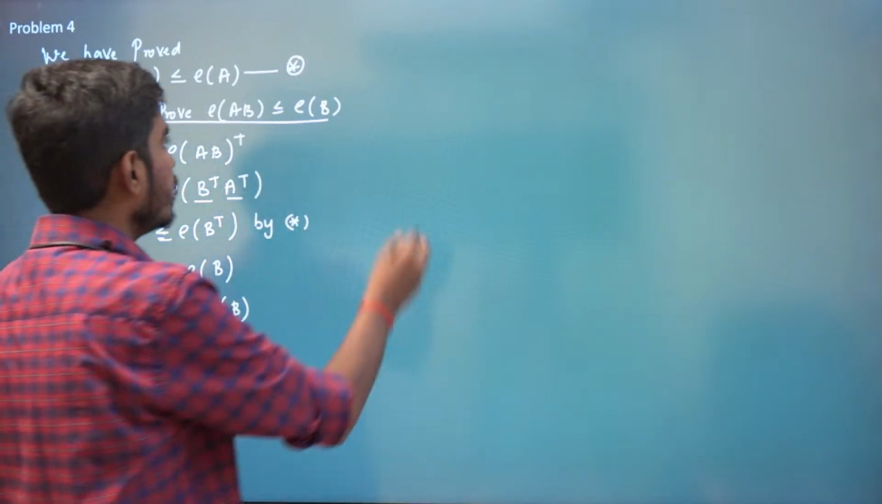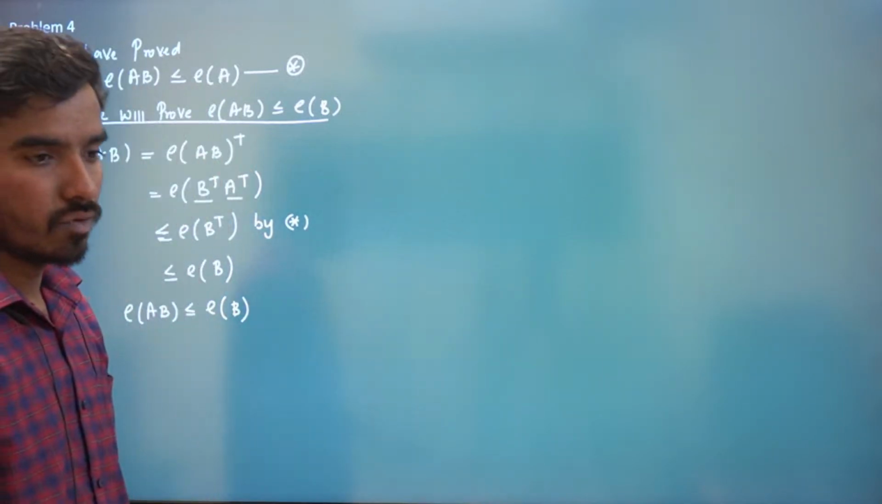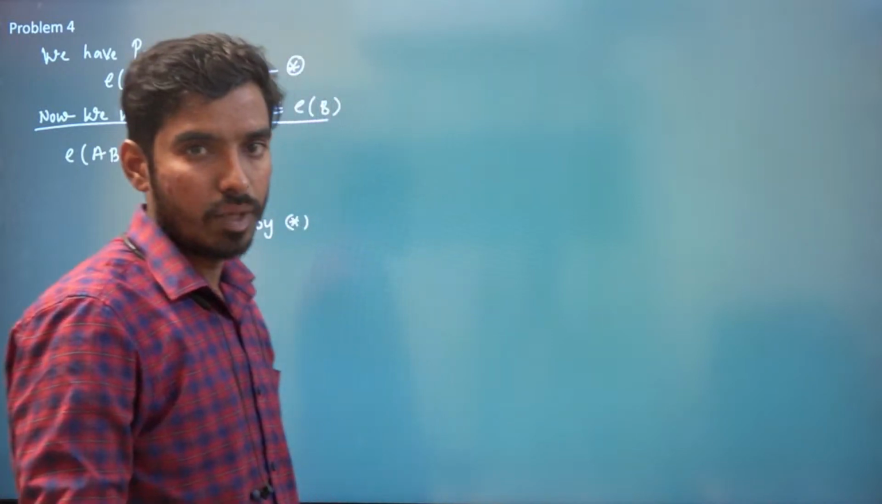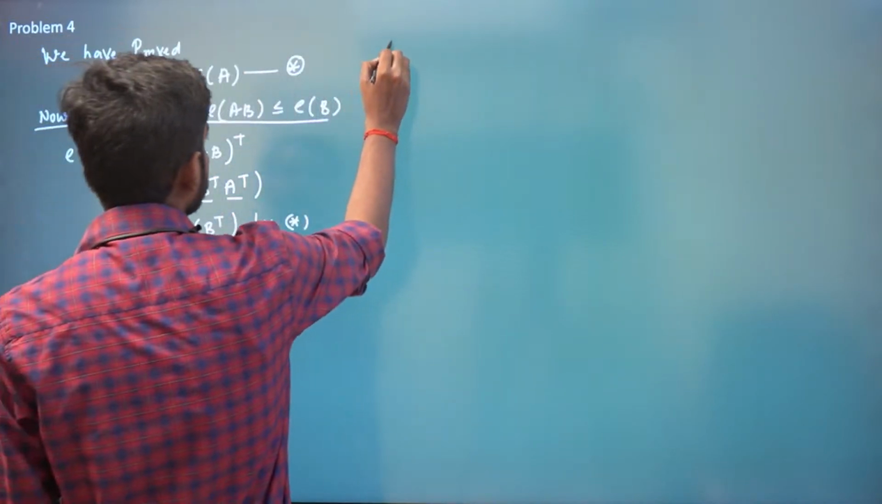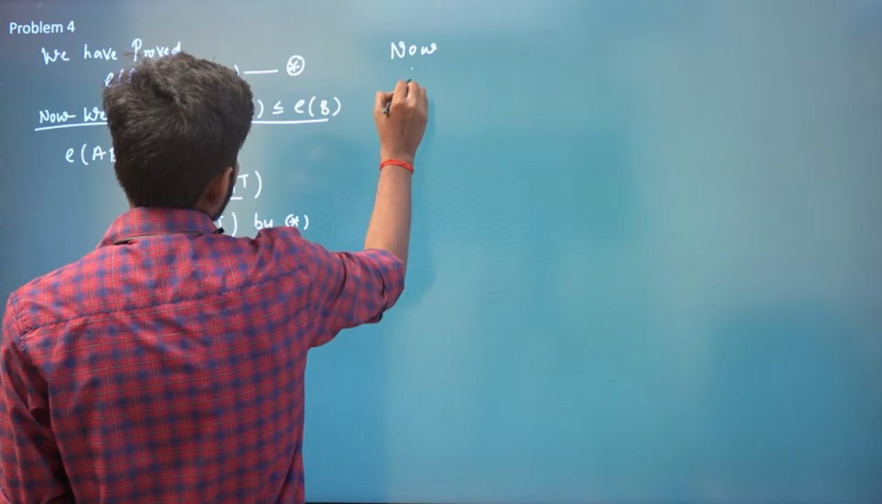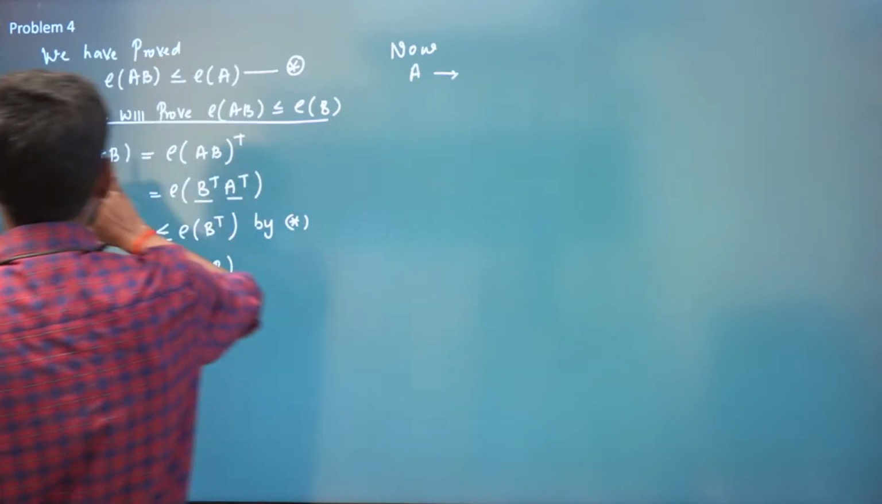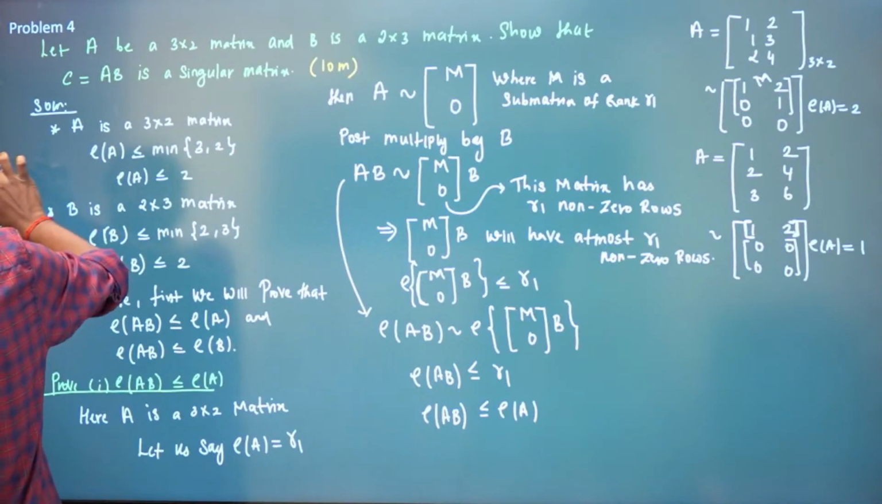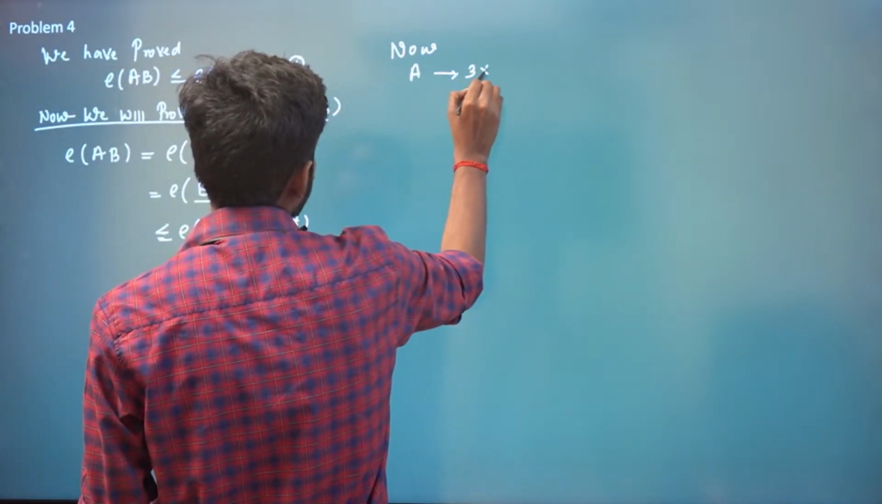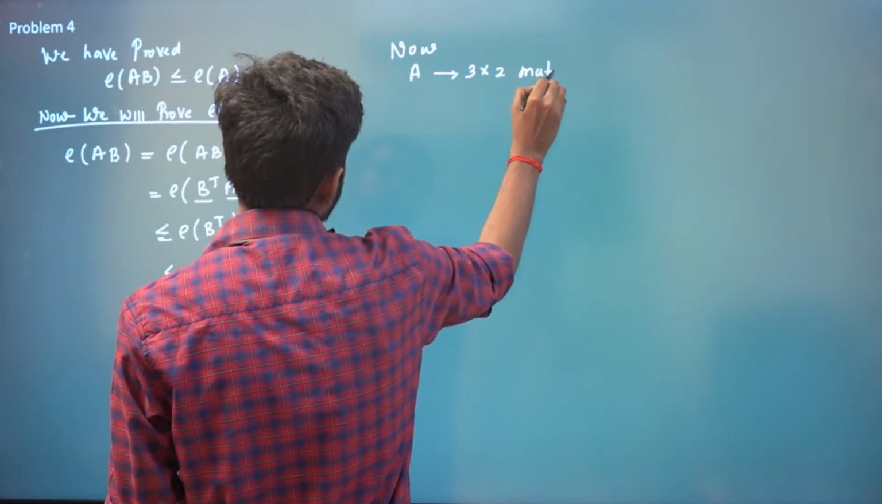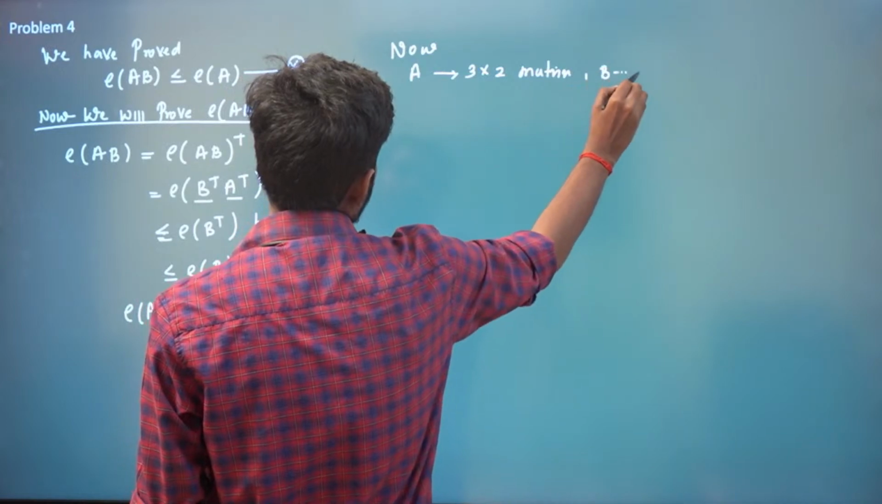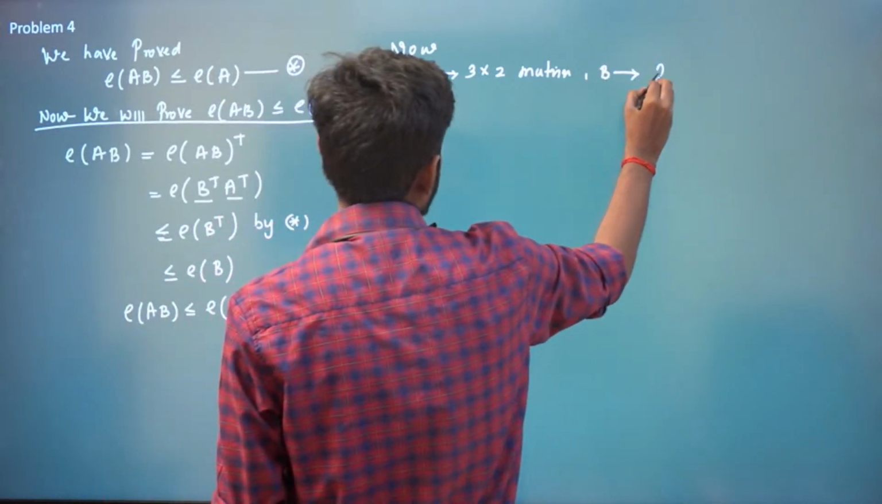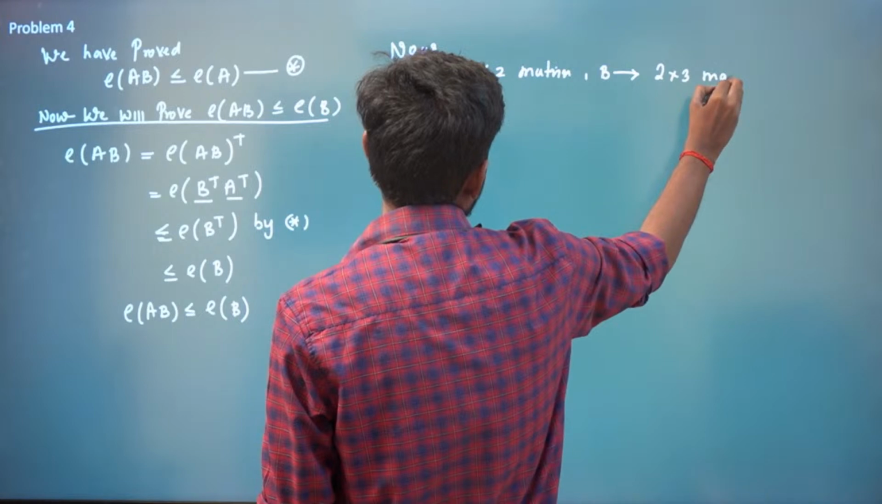So we have proved that rank of AB is always less than or equal to rank of A and rank of B, right? Okay. Now A is a 3 by 2 matrix, and B is a 2 by 3 matrix, right?